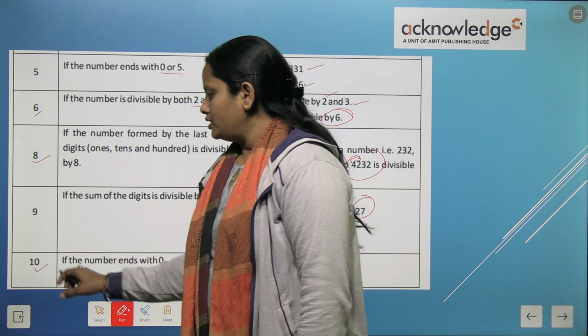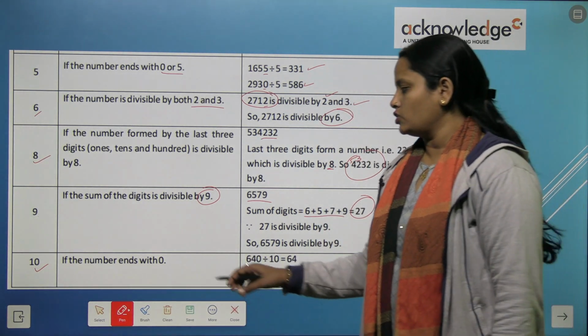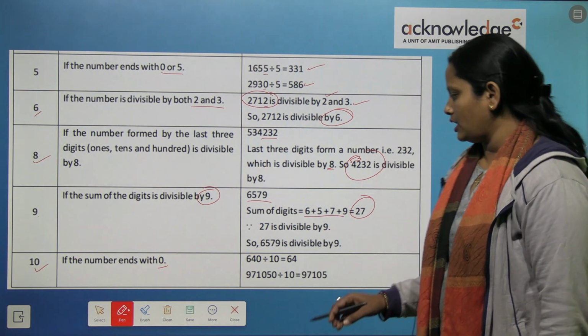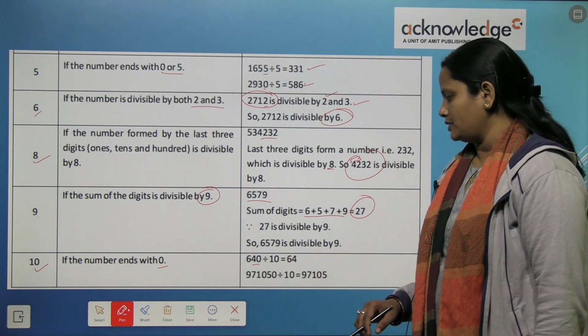सिमिलरली डिविजिबिलिटी ऑफ 10. इट्स वेरी सिंपल. कोई भी नंबर जो 0 से एंड हो रहा है, कोई भी नंबर है जिसके लास्ट में 0 आ रहा है, इसका मतलब वो नंबर 10 से डिविजिबल है.